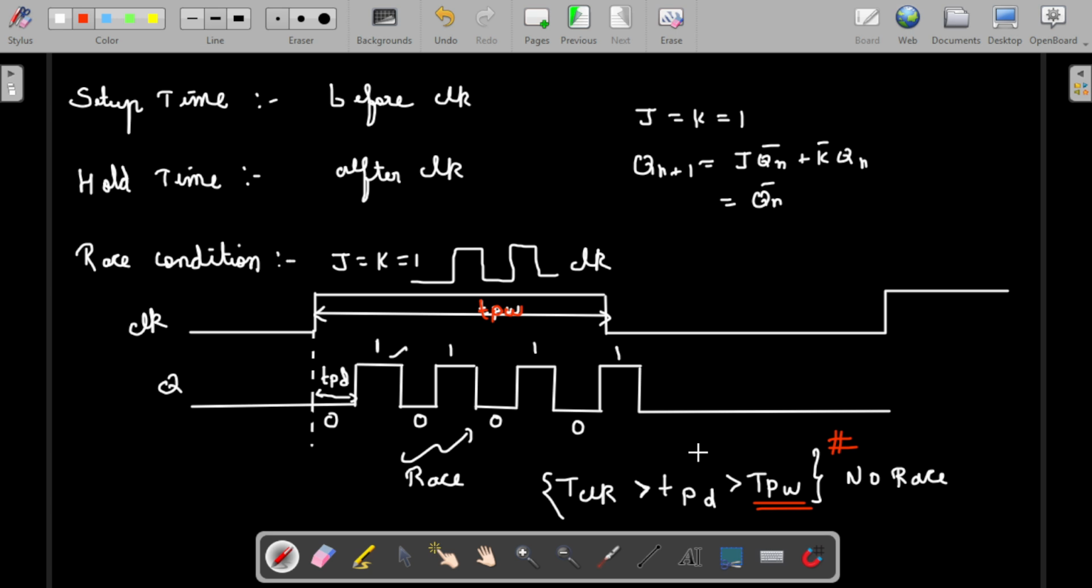The race condition can also be avoided by using edge triggered JK flip flops. Whenever there is a transition in the edge, this can also be avoided, because only then is it getting triggered, right? So when we use an edge triggered flip flop, only at the edge of transition will the output change. In the rest of the time, the output won't change. So that is one thing.